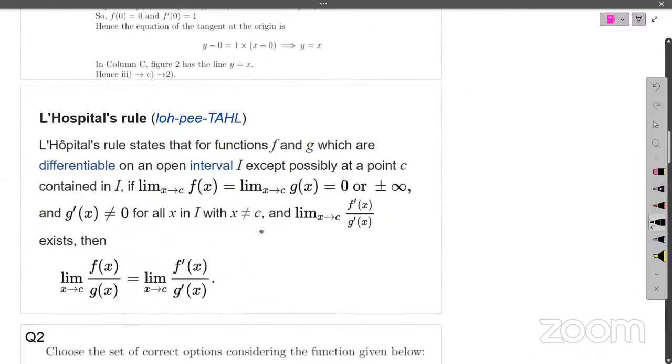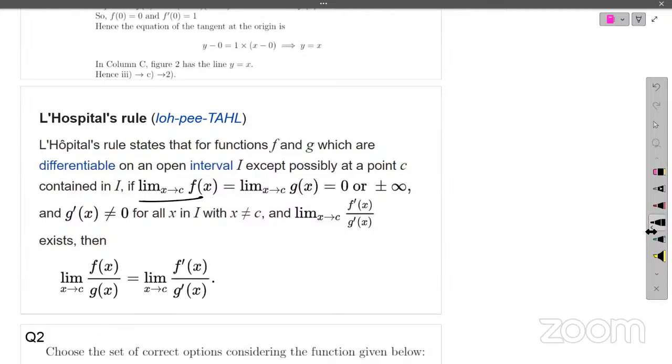So now this is the L'Hospital rule. In the last question, we missed this assumption that the limit as x goes to c of f dash of x upon g dash of x should exist. In the question we discussed in the first place, I missed this condition. So for applying L'Hospital rule, you have to check all the conditions, right? So what are the conditions?